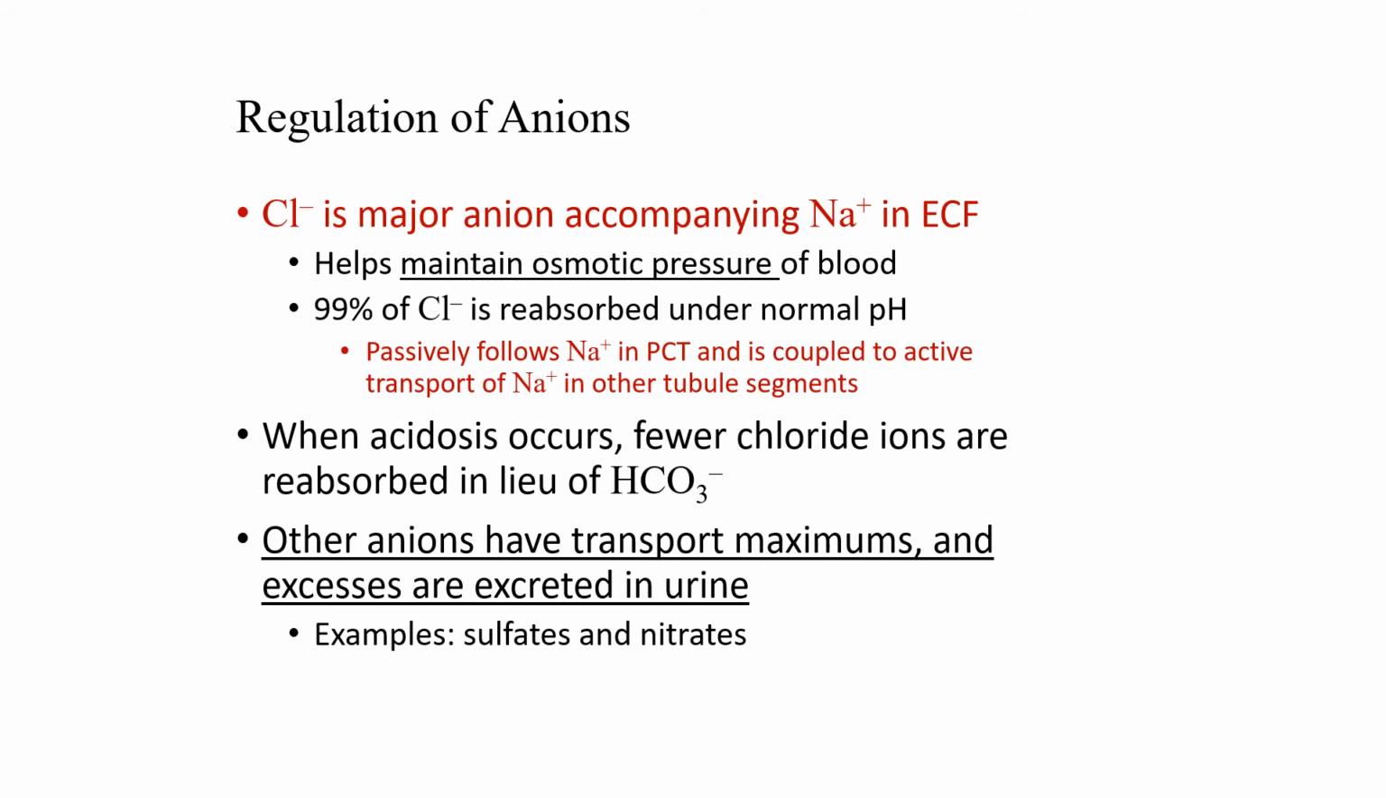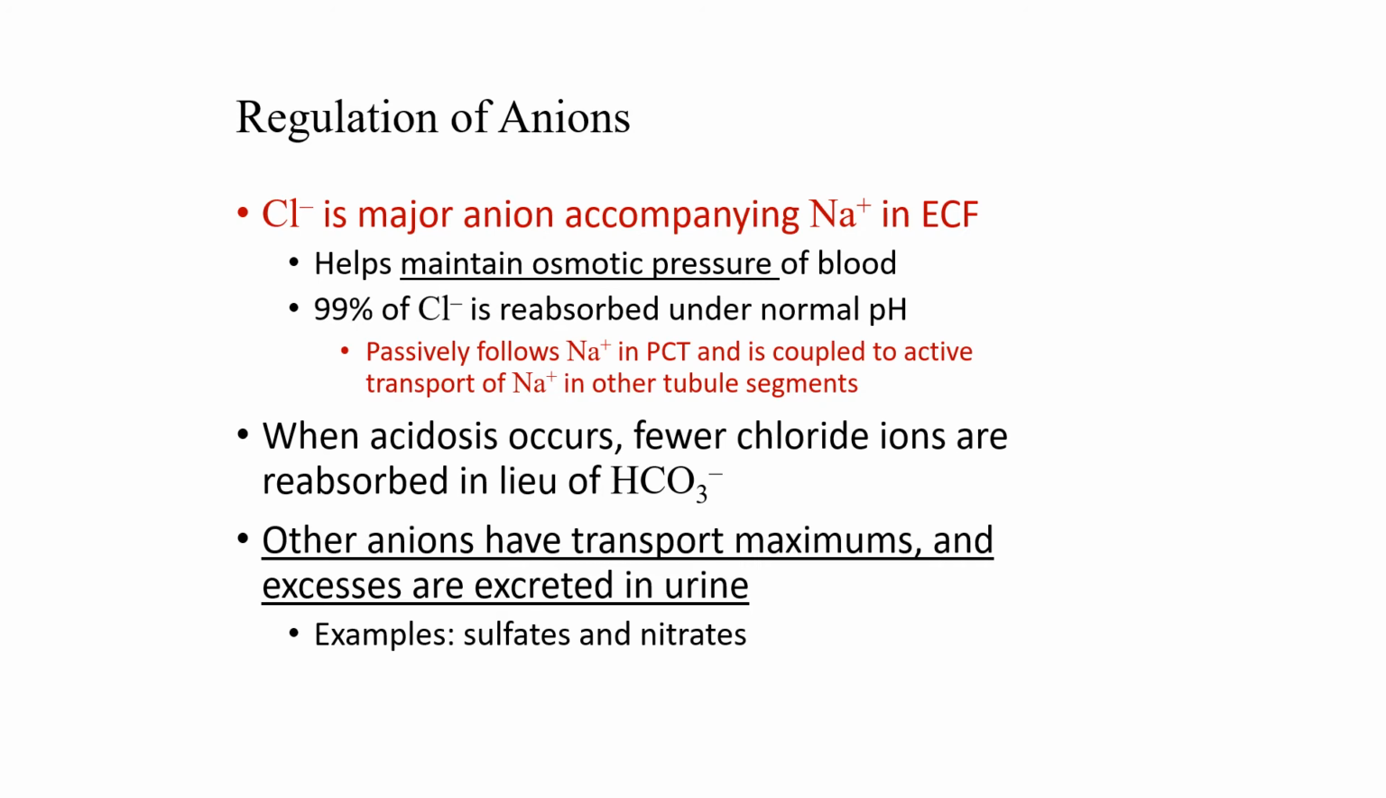Let's look at some of the anions. Chloride is the major anion, and of course it's nearly always with sodium. It helps maintain osmotic pressure, and the vast majority of chloride is reabsorbed. It's going to passively follow sodium in the proximal convoluted tubules and then is actively transported with sodium in other tubules. If acidosis occurs, fewer chloride ions are reabsorbed.